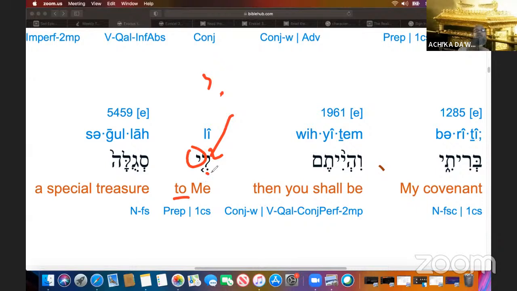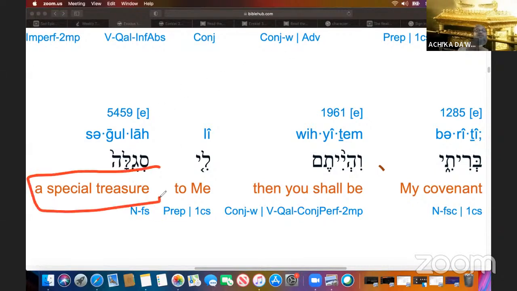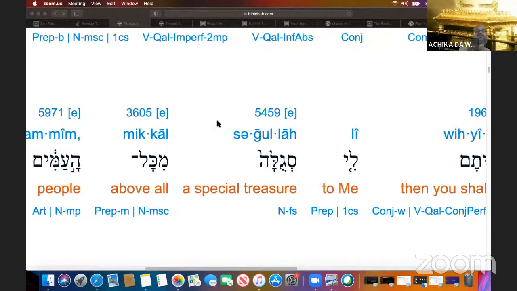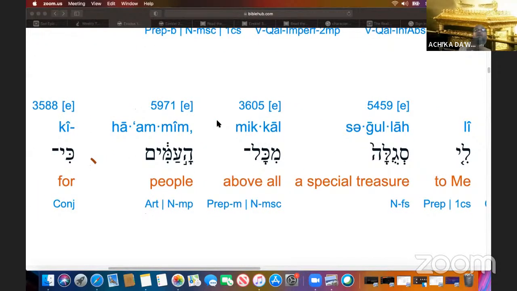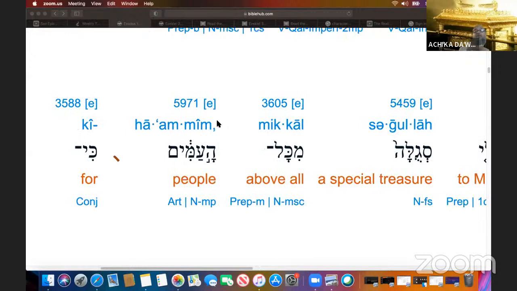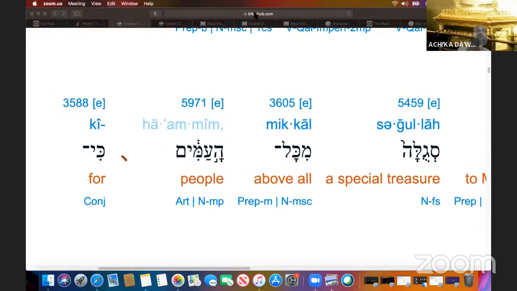It can be used on nouns. You'll be a segula to me. You'll be a treasure. And here it's feminine because you're special to me. So ladies, you should feel really good about a segula. You should be treated as if you're a treasure. That's why you guys love jewelry. Okay, and Mikol, from what? The Mikol Ha'amim, from all the people. Right? I'm not just on some people.